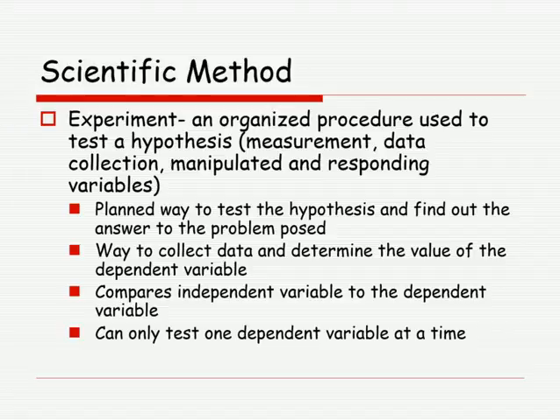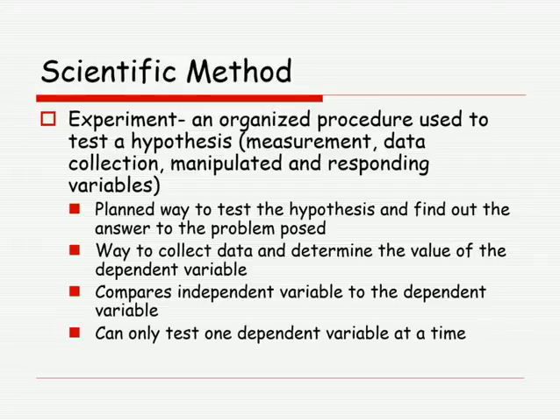For completeness, we need to include that it's going to involve measurement and data collection. And in order to test the hypothesis, which was comparing two different variables, we need to manipulate those variables and figure out how those variables are changing quantitatively. It is a planned way to test the hypothesis. It's not by accident. You need to put in effort to design your experiments in order to attend to those two variables. It needs to be a way to collect data and determine the value of the dependent variable.